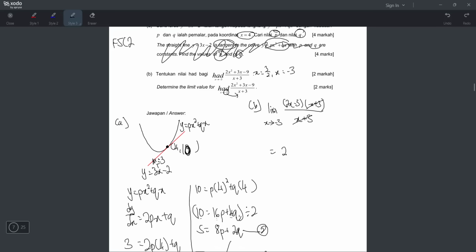So it becomes 2. Okay, the limit no need to write already. And then the negative 3 goes inside. So it becomes bracket negative 3 minus 3. So 2 times negative 3 is negative 6. Minus 3 is negative 9. And that's the answer. Alright, that's all.